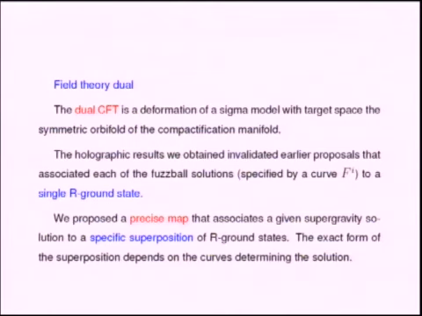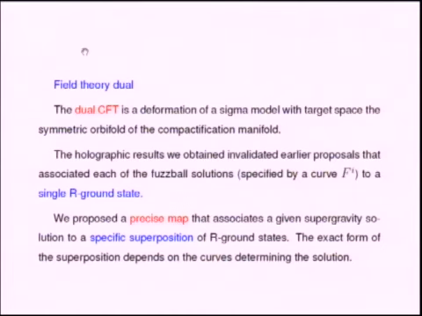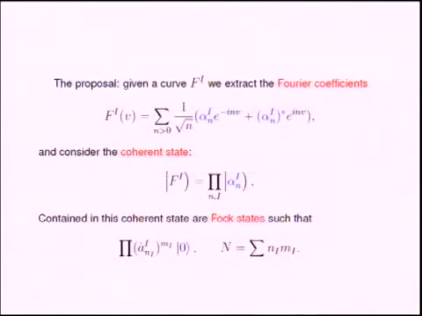Now let me say a little bit more about what the field theory dual is in this case. We have a two-dimensional CFT, which is a deformation of a sigma model whose target space is a symmetric orbifold of T4 or K3. The holographic results we got actually immediately invalidated earlier suggestions that map each of the geometries to a single Ramond ground state. So we proposed a precise map that instead associated a given supergravity solution to a specific superposition of these Ramond ground states. The exact form of the superposition is determined by the curves which determine the solution.